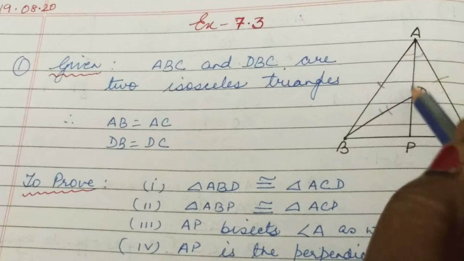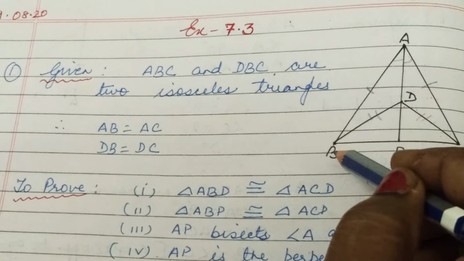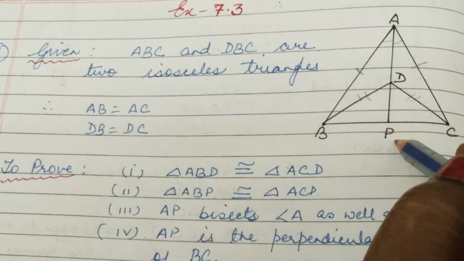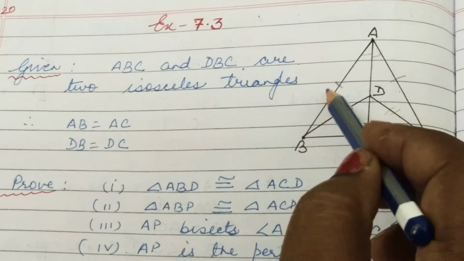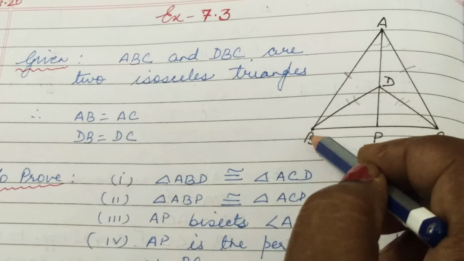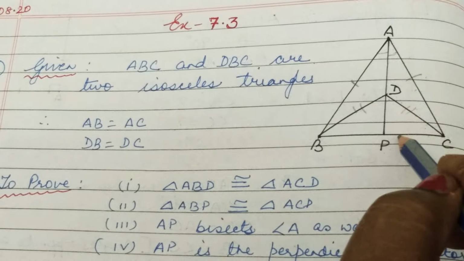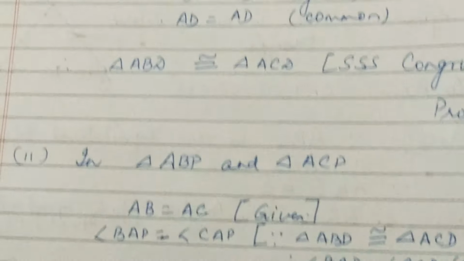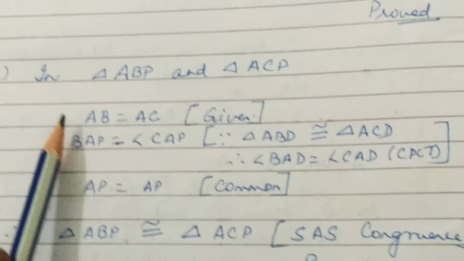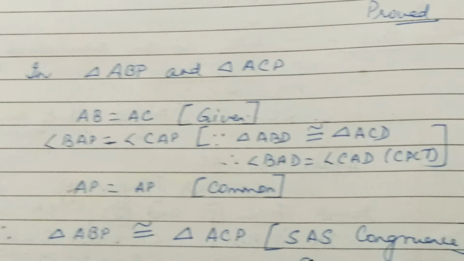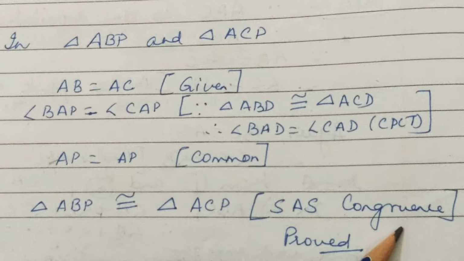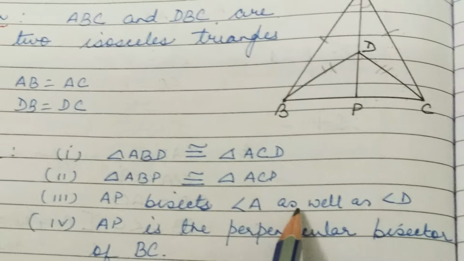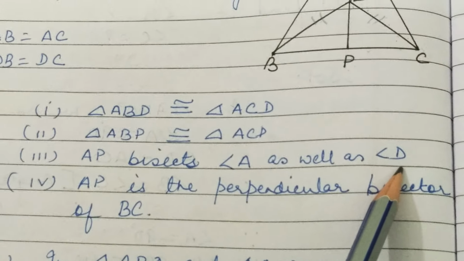So instead of angle BAD and CAD, we can also write angle BAP equals angle CAP because AD is extended to P. So first is AB equals AC, then angle BAP equals angle CAP by CPCT, and AP equals AP, common. Therefore, the two triangles are congruent by side, angle, side, that is the SAS congruency rule. Now the third part which we have to prove is AP bisects angle A as well as angle D.